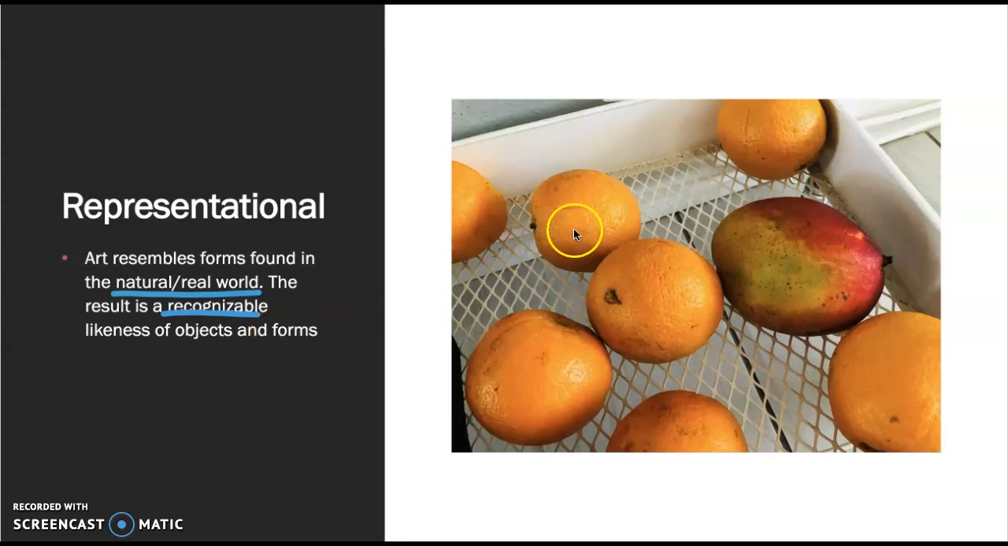In this case, we have some oranges and a mango. You and I can both see that they are oranges. We can even count 1, 2, 3, 4, 5, 6, 7, 8. Over here is a mango. They're in this mesh container, kind of a cream color. As you and I are describing how this looks, we understand that it looks like reality. It's not distorted, it's not simplified. So this would be called representational art.